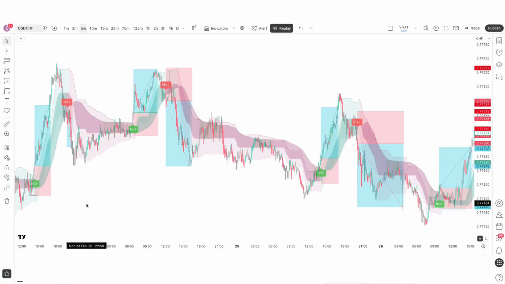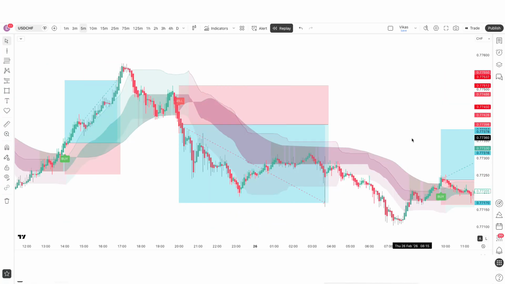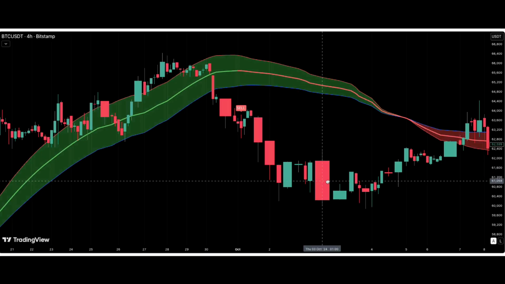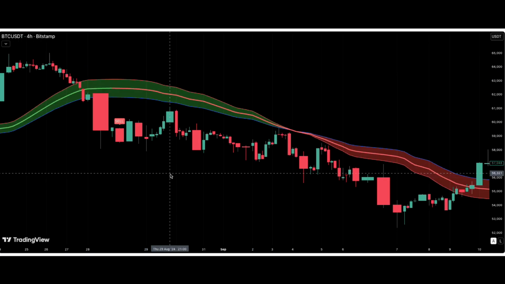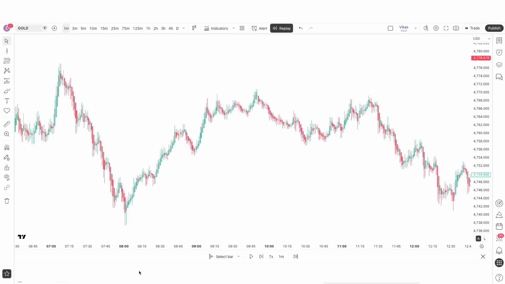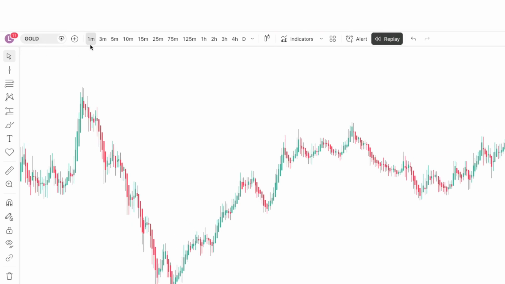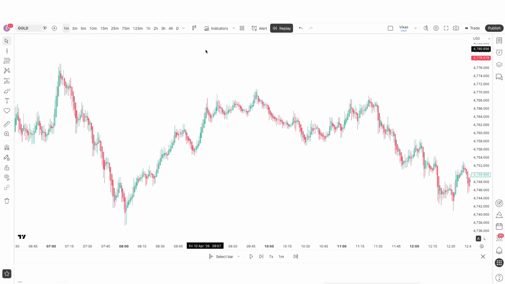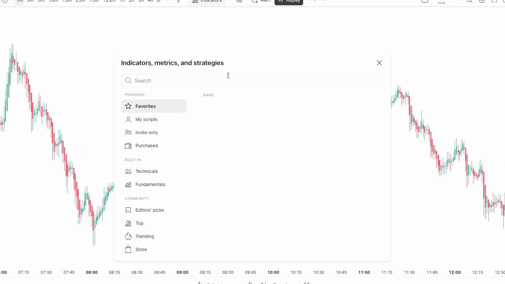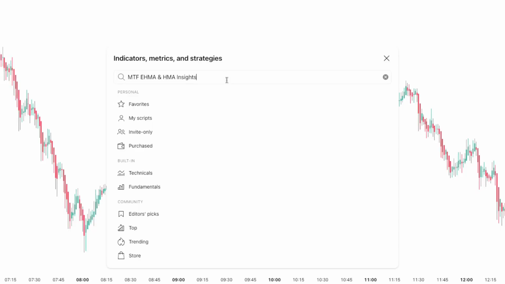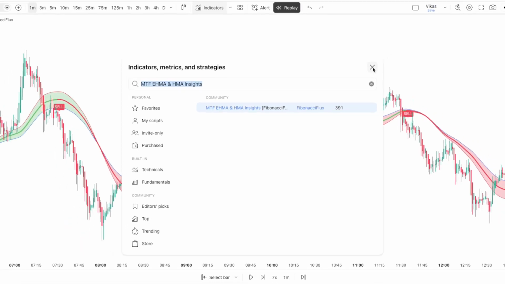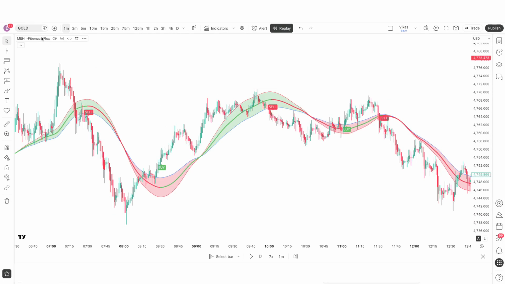Now that you have viewed the first chart, where the basic structure was clarified, let's move on to the next chart to see how this same setup performs amidst actual market movements. We open the gold 1-minute chart. Head over to the Indicators tab and search for the MTF, EHMA and HMA insights. Select the indicator made by Fibonacci Flux and add it to the chart.